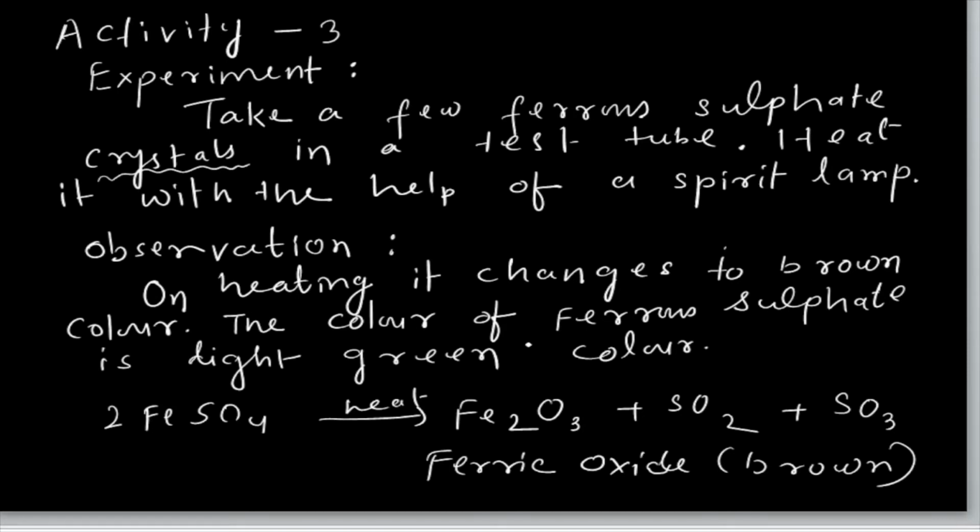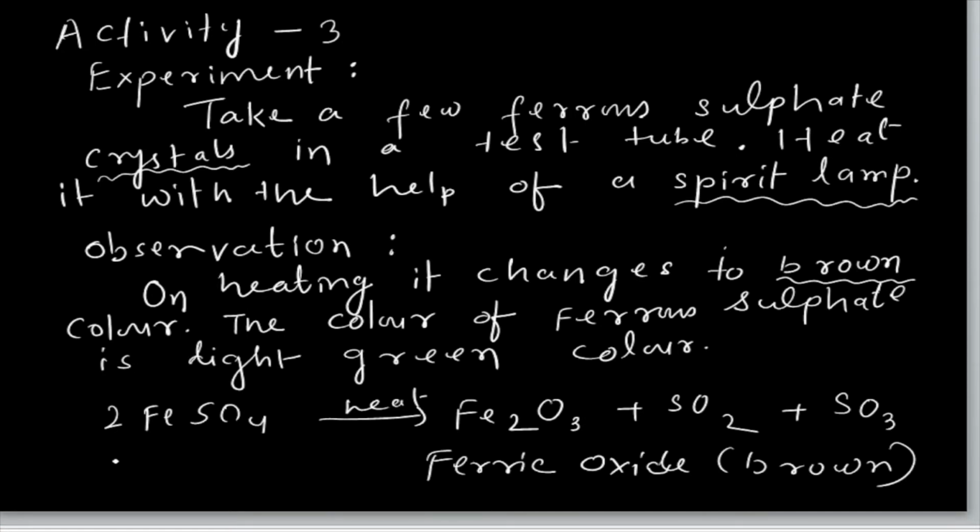That means in a test tube you take ferrous sulfate, which looks green, and heat it. After heating, what will you observe? The color changes. The light green color changes to brown color. Then what is the meaning here?